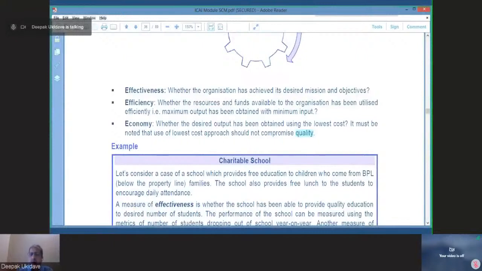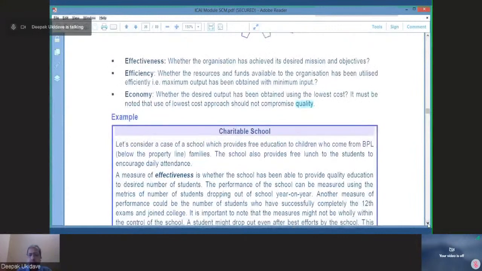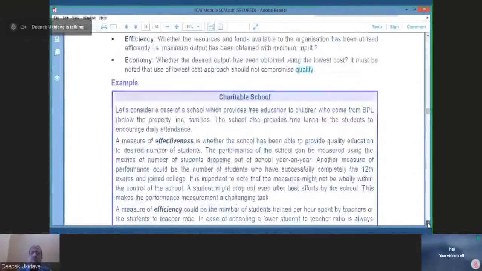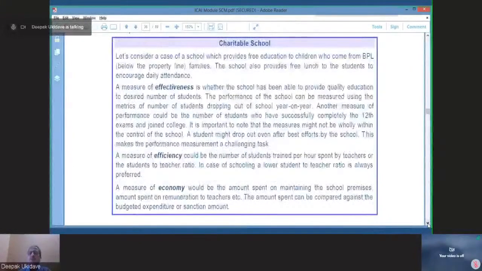So let's take the example of a charitable school. We are on the topic value for money framework, which is used for not-for-profit organizations. Let's consider a school which provides free education to children who come from below the poverty line families. It should be poverty and not property. There is a spelling mistake here. Please correct this in your module. So let's consider a case of a school which provides free education to children who come from below the poverty line families.